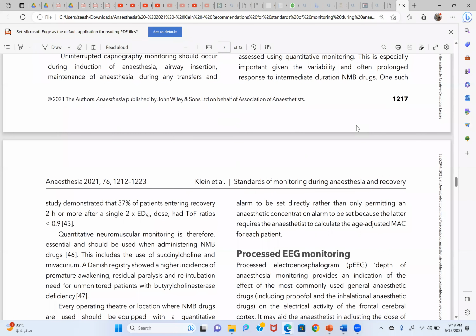Sir, esophageal stethoscope monitoring for quick surgery. Esophageal stethoscope, yes, it is for pediatric anesthesia. I have never used it, I'm sorry, I don't have much idea about it. But usually it is more reliable in pediatrics, neonates.